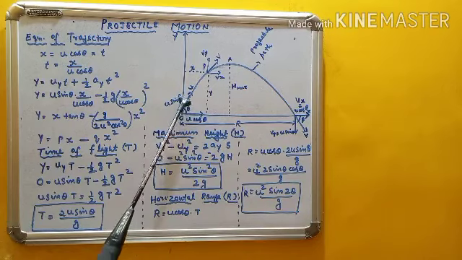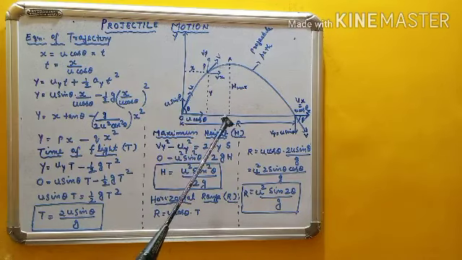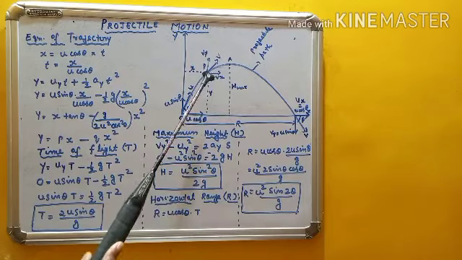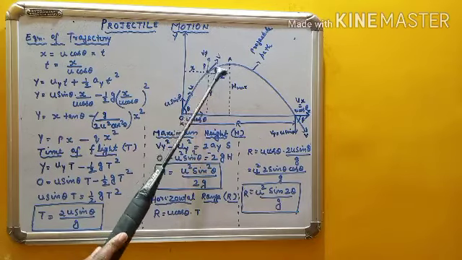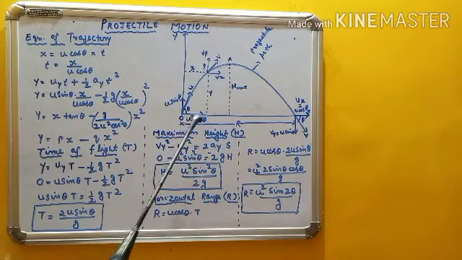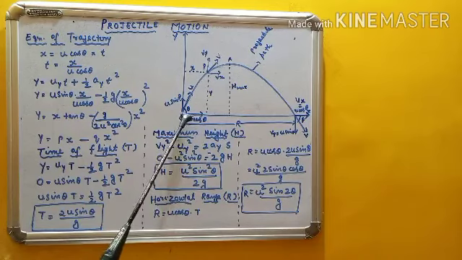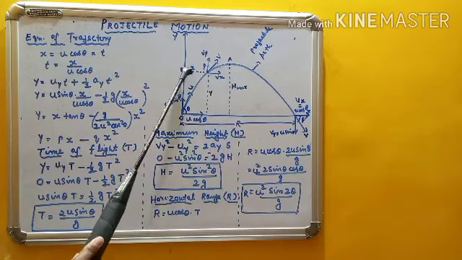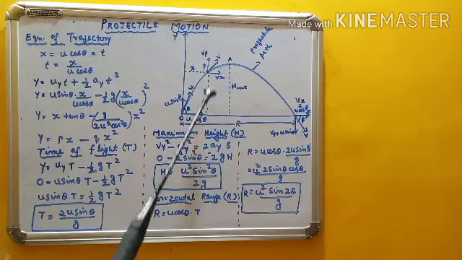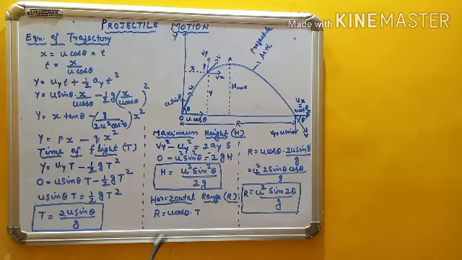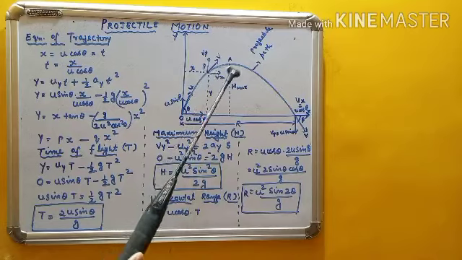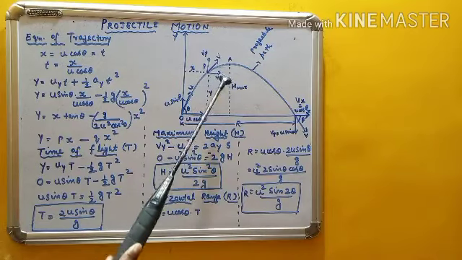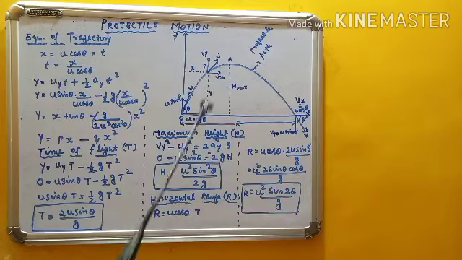So the projectile is moving. At any time t, let the particle reach the point P. At the point P, the horizontal distance traveled is x, and the vertical distance traveled is y. Let the velocity at P have Vx as the x component of velocity and Vy as the y component of velocity.